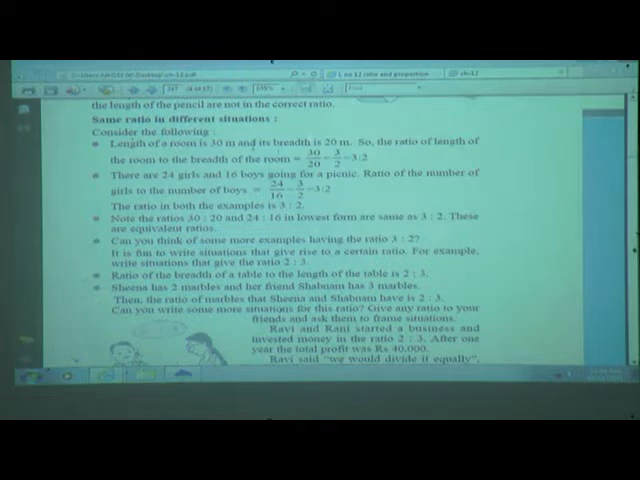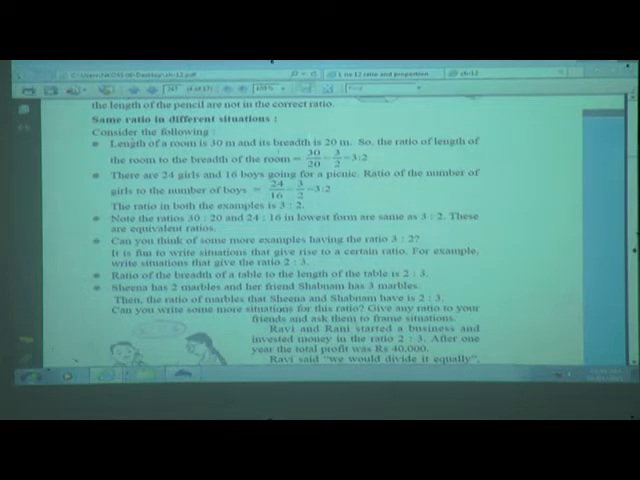The length of the room is 30 meters and the breadth is 20 meters. So the ratio of the length of the room to the breadth of the room is 30 upon 20, that is nothing but 3 upon 2, 3:2. There are 24 girls and 16 boys going for a picnic. The ratio of the number of girls to the number of boys: girls are 24 and boys are 16. So 24 by 16. We get 3 upon 2, that is 3:2.